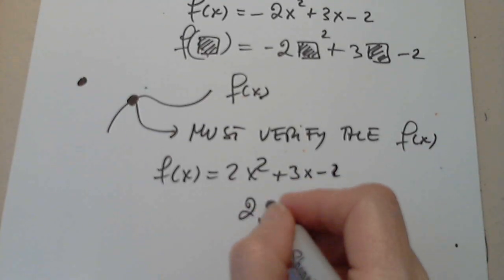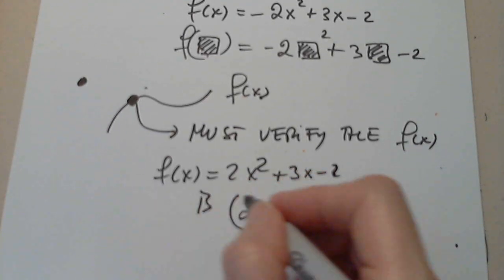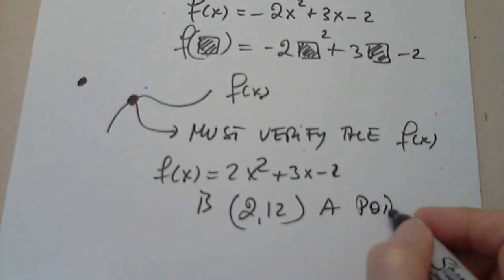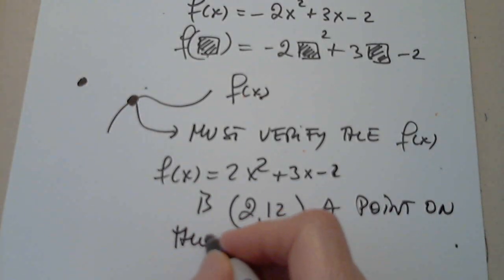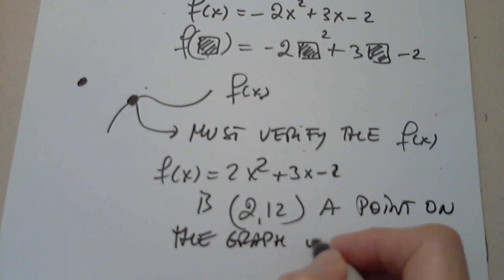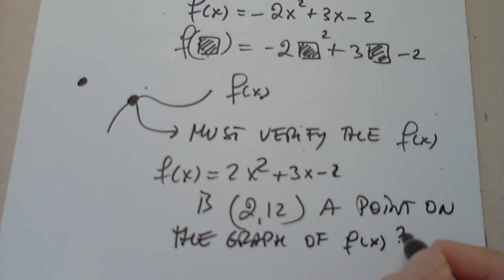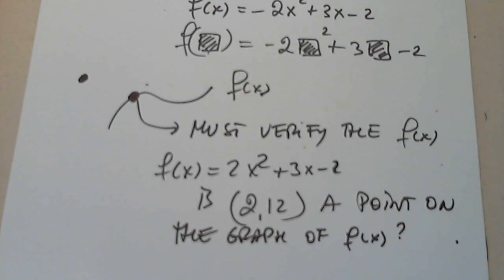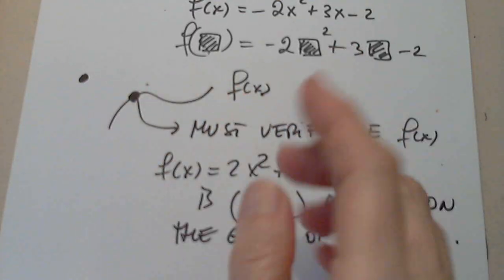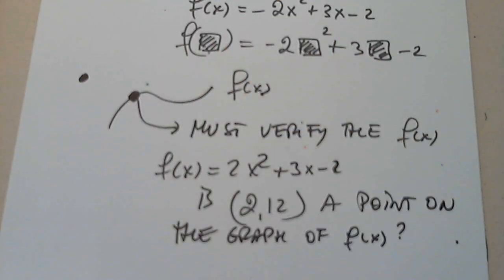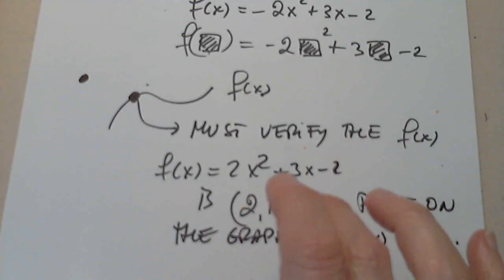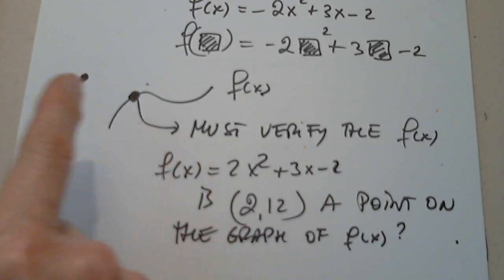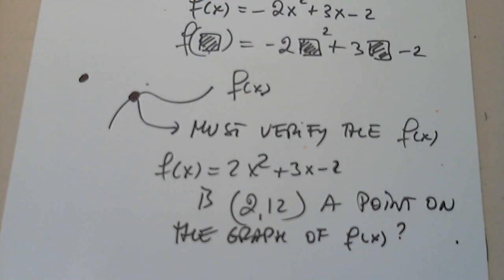And we're asked, is 2 comma 12 a point on the graph of f of x? Is it? I don't know. How do I verify? Anyone has an idea how to verify? I want to verify this is the graph, let's say, of this function. It's not, but this is the graph of f of x, and they're asking us, is 2 comma 12 a point on the graph or somewhere outside? How do I verify?